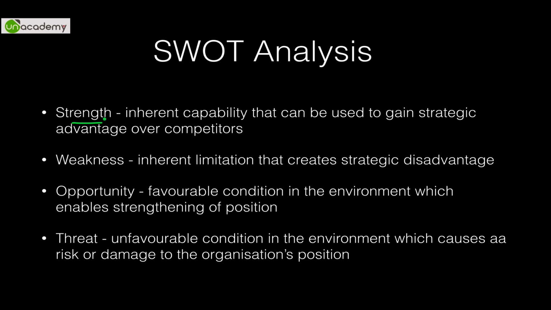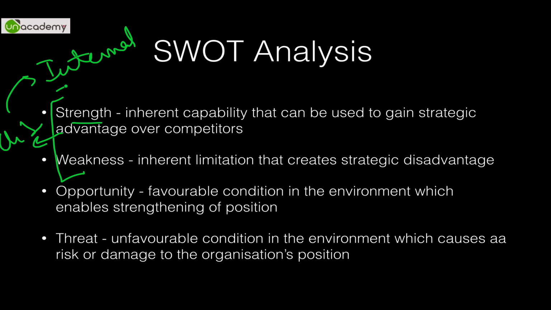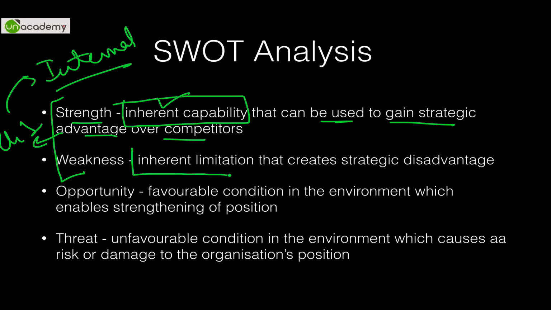What is a strength? Strength and weakness, as we have already discussed in the first chapter, are internal to a company. So, this is something which is in our hands. Hence, strength can be defined as an inherent capability that can be used to gain strategic advantage over the competitors because this is in our hands. On the other hand, weakness is an inherent limitation, opposite, but this too is in our hands. And we know our weakness that creates strategic disadvantage. But this is internal to our company, something on which we can do something.